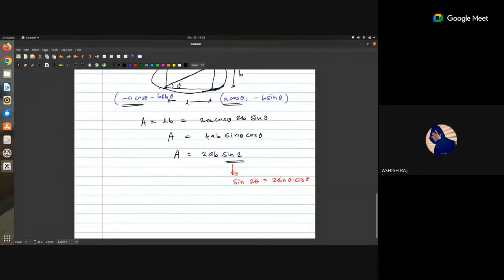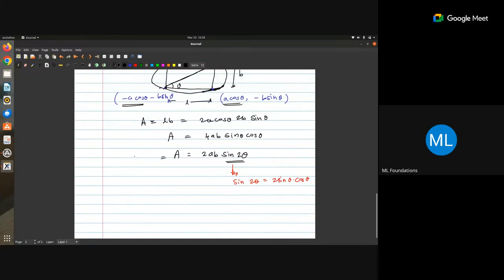Sir, we have directly derived the general formula for the max area of a rectangle in an ellipse. That is 2ab. Correct, correct. Okay. So, correct, right? So, anyway.